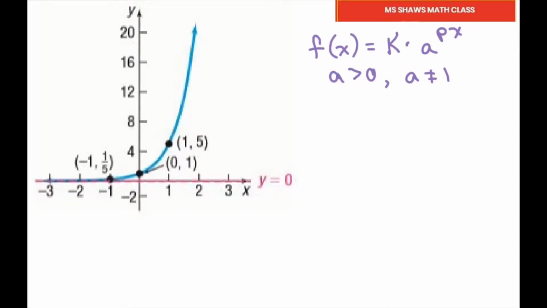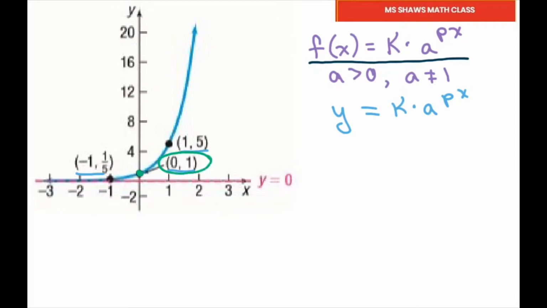Everyone, we're going to write an exponential equation in this form right here, whereby a is positive and also a cannot equal 1. So the first thing I notice, I have 3 points that are given to me that lie on the graph. So I'm going to go ahead and write this as y equals k times a^p to the x. So I'm going to plug in one of these points, and the easiest one to plug in is this one right here. So we're going to solve for k by using this.